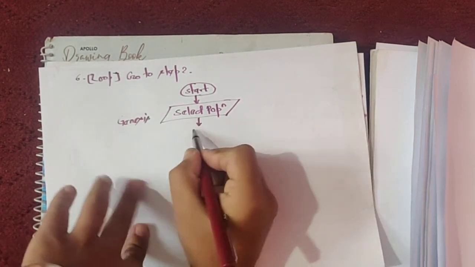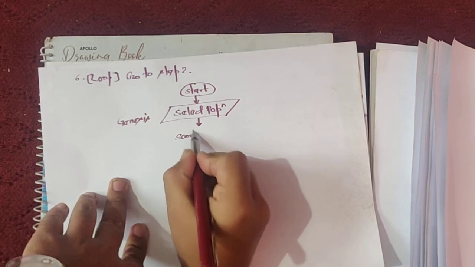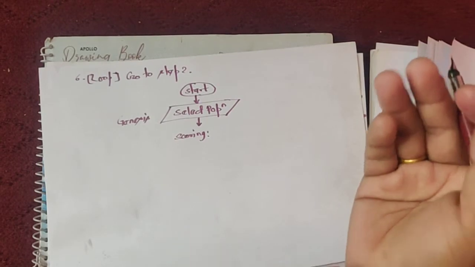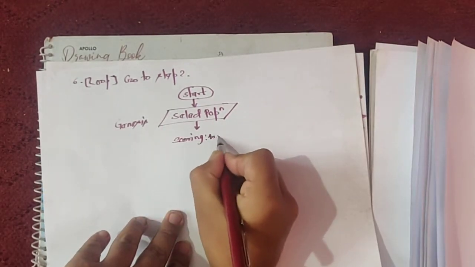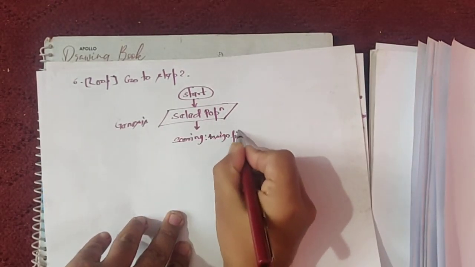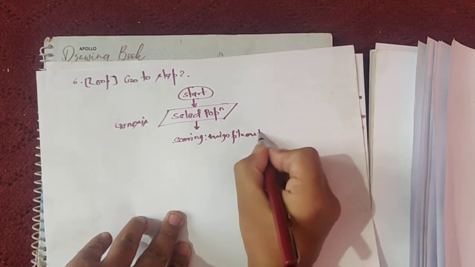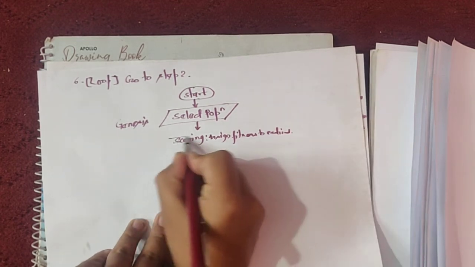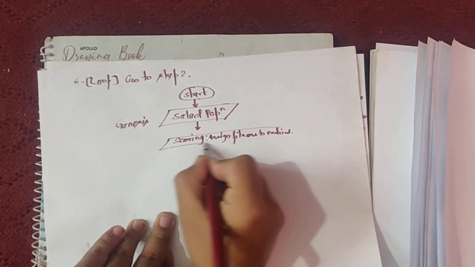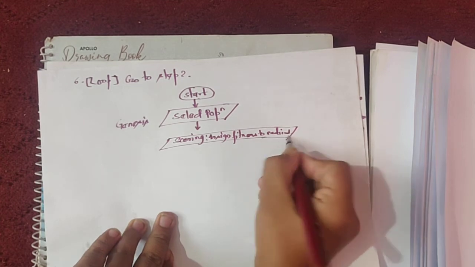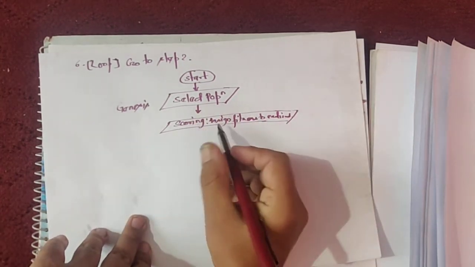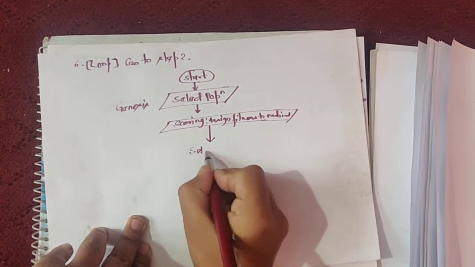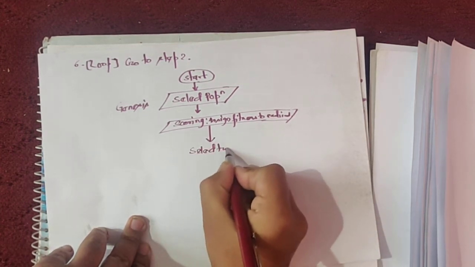The next one is scoring. Scoring means assigning fitness to each individual. The next one is selection: again select two individuals.